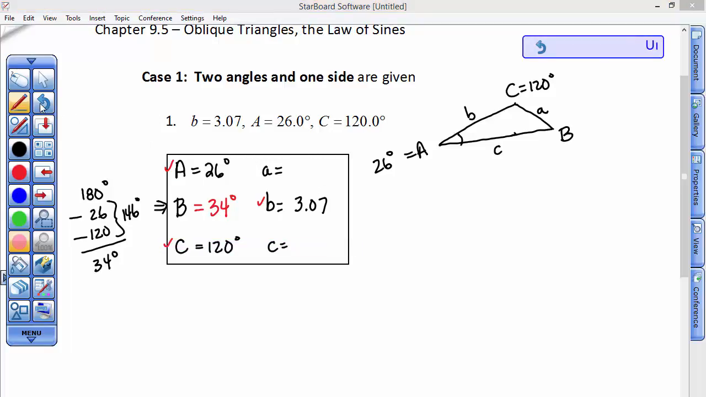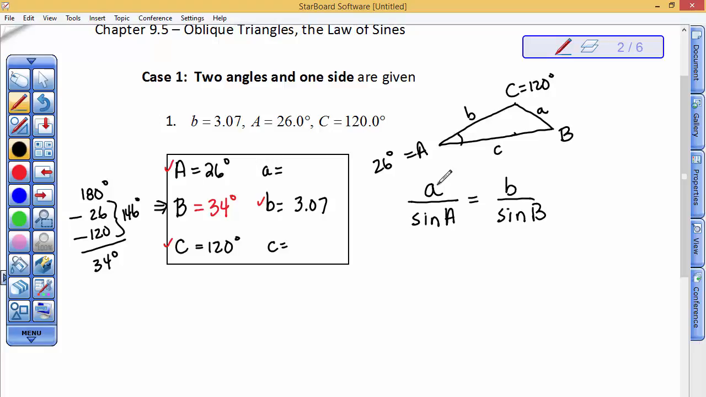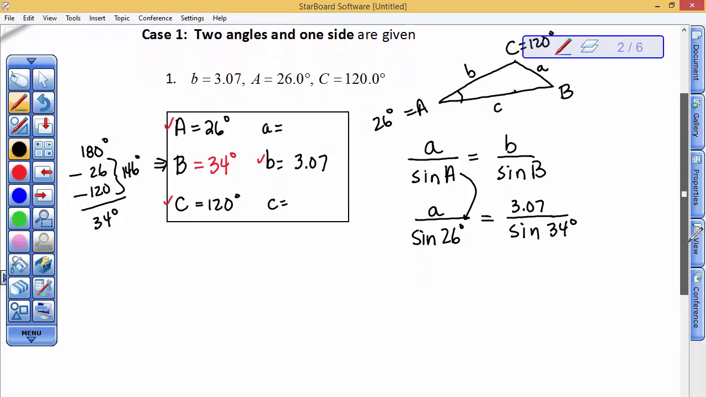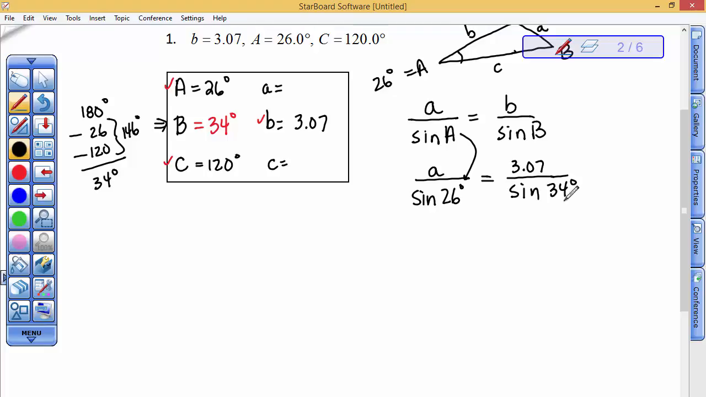So I could use the formula that says A over the sine of A equals B over the sine of B in order to solve for side A, what I don't know. So I'm going to put in for angle A a 26-degree angle right here. Side B is 3.07 over the sine of angle B, which is 34 degrees. And then now I just got to do the algebra. I just got to set these cross products equal to one another.